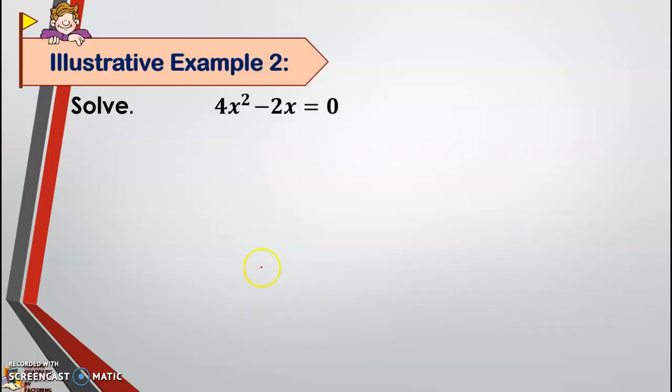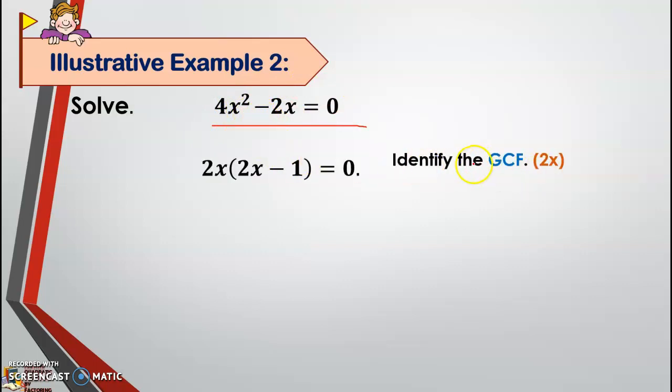Next is example number 2, 4x squared minus 2x equal to 0. So again, you check if it's already in standard form. This time it's already in standard form. All the terms are on one side of the equation. So basically you have to identify the GCF already. So the GCF is 2x. Why? Because 2x is present here and also in the quadratic term.